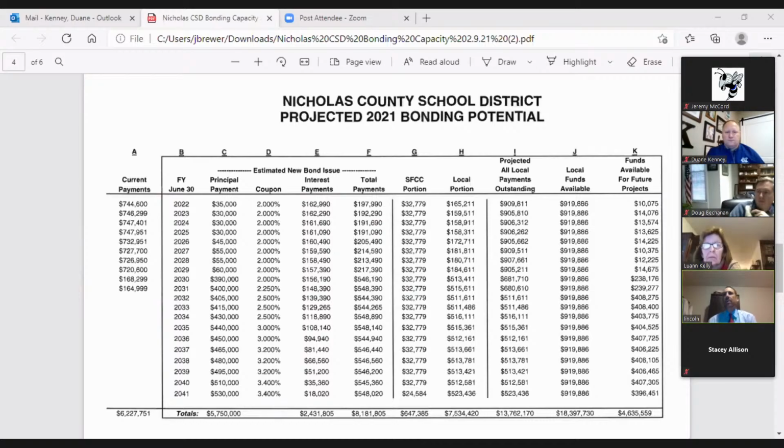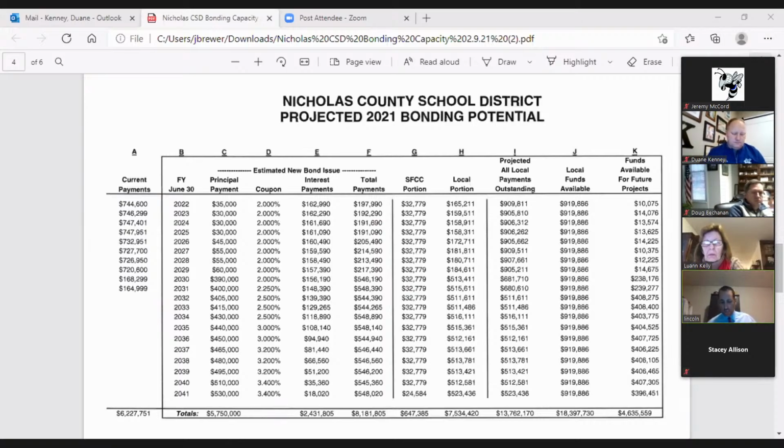It seems like it takes almost a year from the start, when you first start talking about a project, to designing it. And so I don't ever want to be in a position where I come back a year later and have to explain and apologize that rates have increased and the bonding capacity of $5,750,000 is no longer available because rates have increased. So I've been a little conservative there as well.